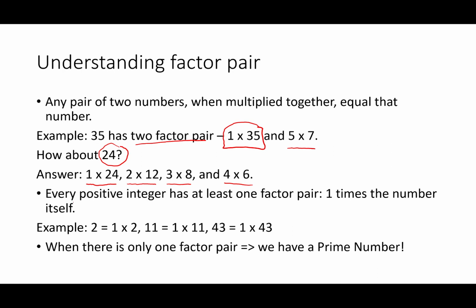Now note that every positive integer has at least one factor pair, which is the number 1 multiplied by the number itself. For example, for number 2, the factor pair will be 1 times 2. 11 will be 1 times 11. 43 will be 1 times 43. So when there is only one factor pair, we have a prime number. The definition of a prime number is that the number has only one factor pair.